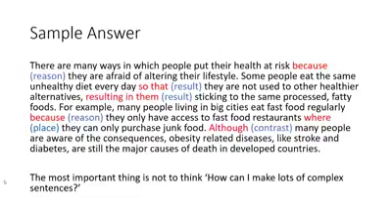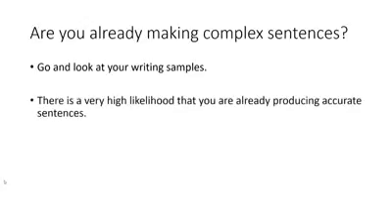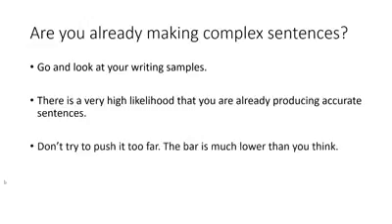However, many of you just need help making sure that these complex sentences are accurate. So are you already making complex sentences? Go and look at your writing samples. Go and look at, especially if I've given you a correction before, some of your accurate sentences, or sentences that were 90% accurate. Look for ideas, look for dependent clauses, look for independent clauses, look for conjunctions especially, and you will be amazed at how many complex sentences you are already making. There's a very high likelihood that you are already producing accurate, complex sentences. Don't try and push it too far, alright? If you learn anything from this, it is that the bar is much lower than you think.